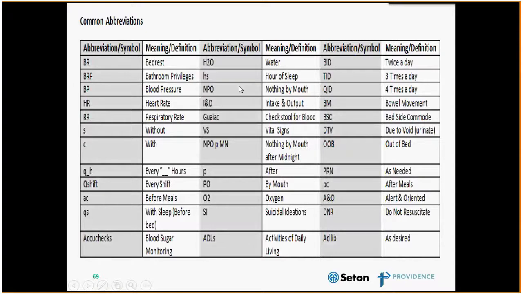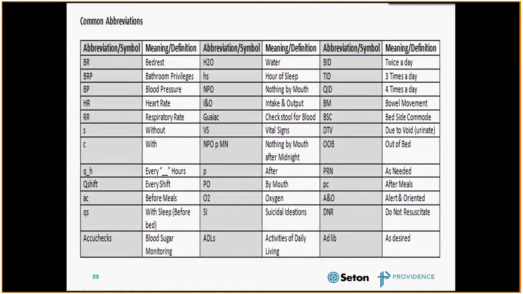NPO means nothing by mouth, so this person cannot have any food or water or anything else. NPO after midnight means they can't eat or drink after midnight. This is usually because they are going for a procedure. ADLs mean activities of daily living. So that's such as walking, cleaning themselves, getting to the bathroom. PRN means as needed. A&O is alert and oriented.